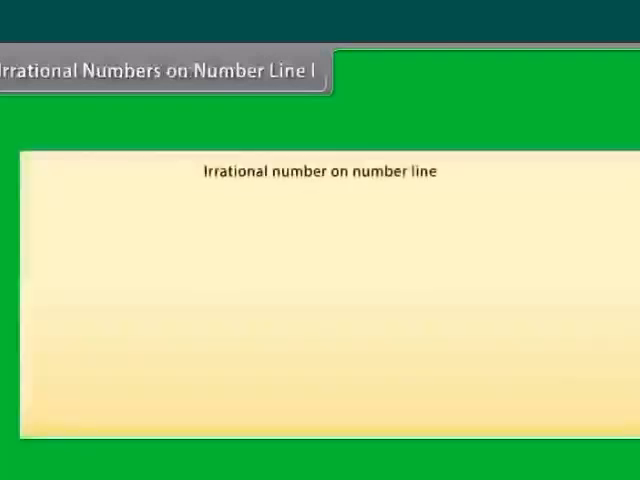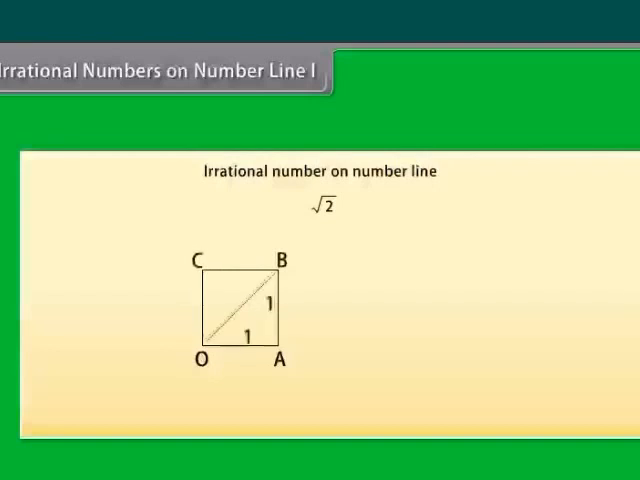Irrational numbers on the number line. Now we will learn to locate an irrational number on a number line. Let us see where square root 2 is located on a number line. For this, we will first consider a unit square OABC with each side 1 unit in length. Now by using the Pythagoras theorem, OB square is equal to 1 square plus 1 square, or OB is equal to square root of 1 square plus 1 square, which is equal to square root of 2.